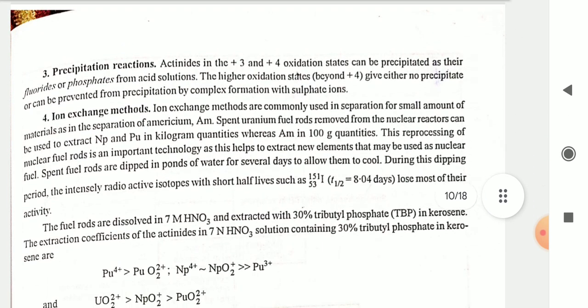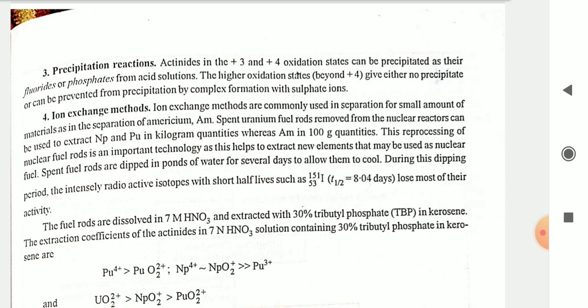Third, precipitation reaction. Actinides in the +3 and +4 oxidation states can be precipitated as their fluoride or phosphate from acid solution. The higher oxidation states give either no precipitate or can be prevented from precipitation by complex formation with sulfate ion. Fourth, ion exchange method. Ion exchange methods are commonly used in separation for small amounts of material, as in the separation of americium.